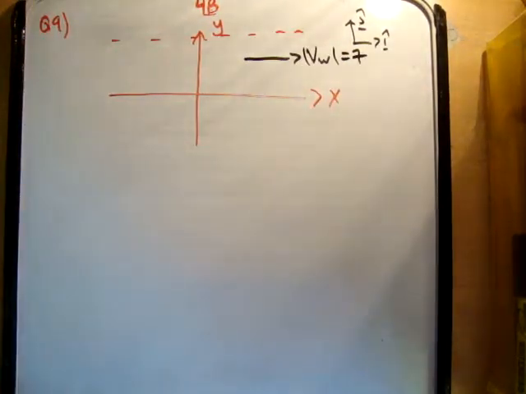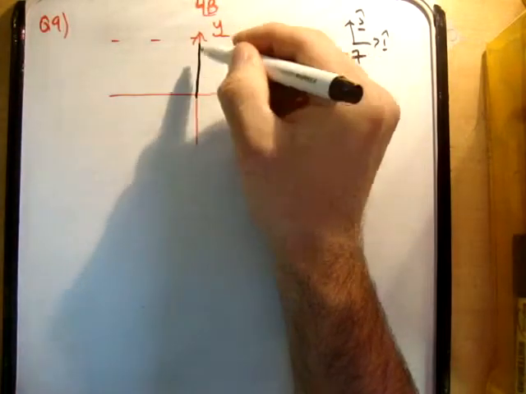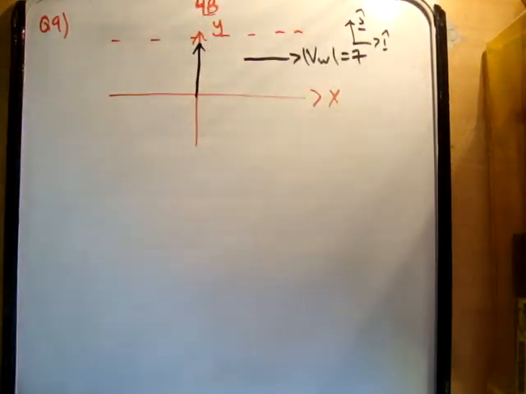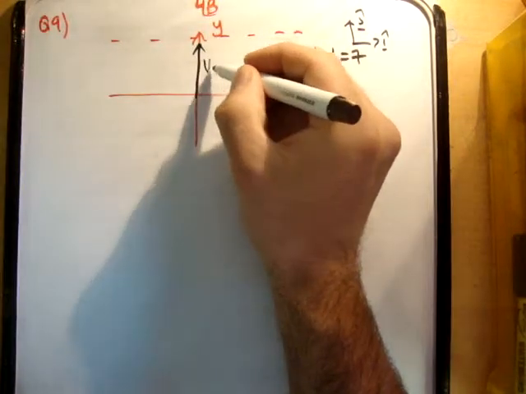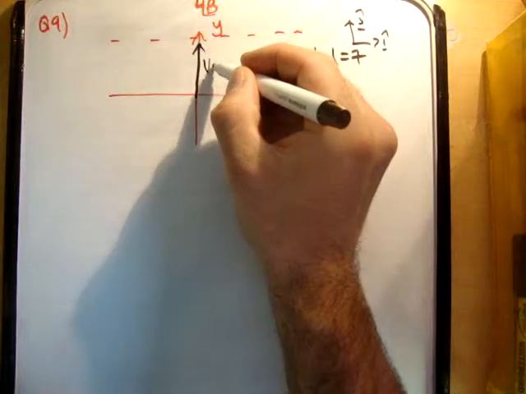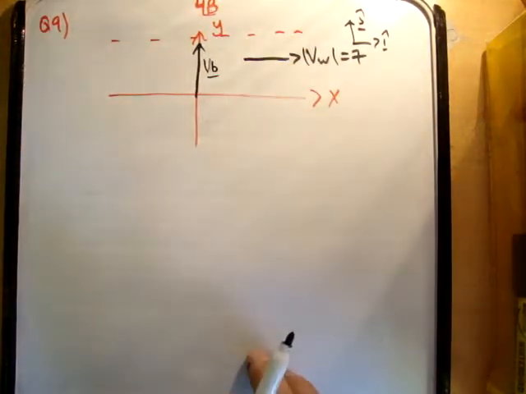The next thing we're told is that the boat has to go straight across the river. So if you're in a helicopter above the river, you would see the boat go straight across like so. So this is, I'm going to say, VB, the velocity of the boat.